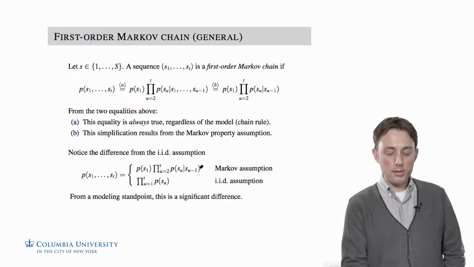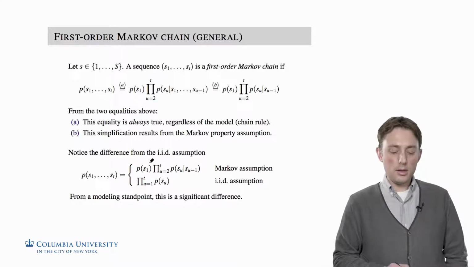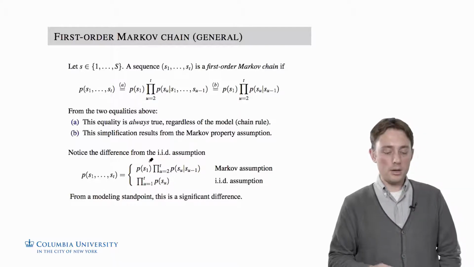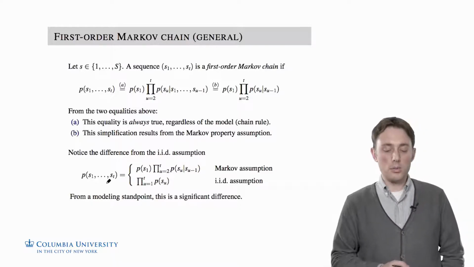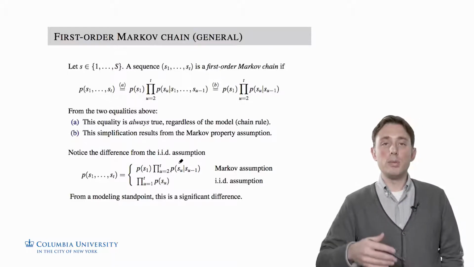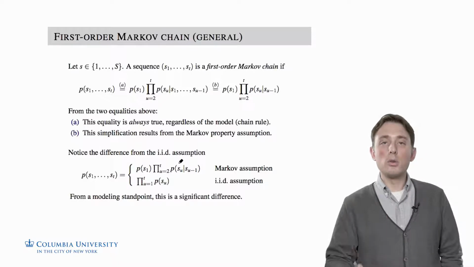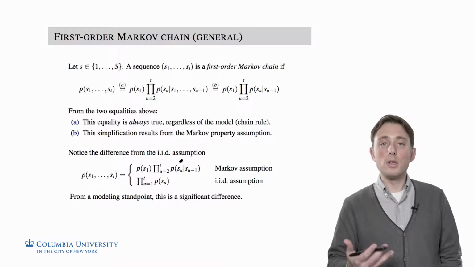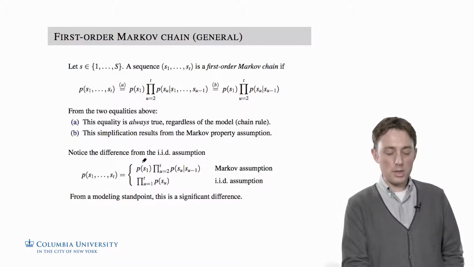So this is the distributional assumption made by a Markov chain on a sequence of random variables. It's a very simple modification, but the algorithms that will accompany it and the applications that we can put it to will be fundamentally different. So we're going to have fundamentally different modeling capabilities with this type of model assumption compared with this type of model assumption.